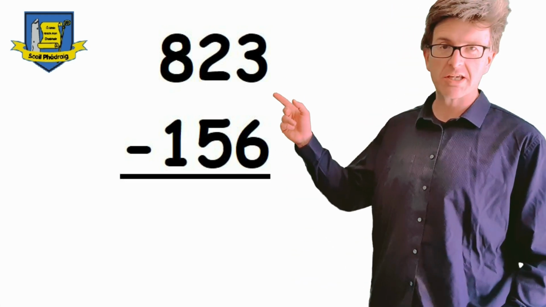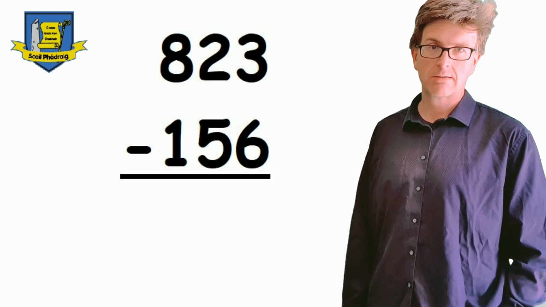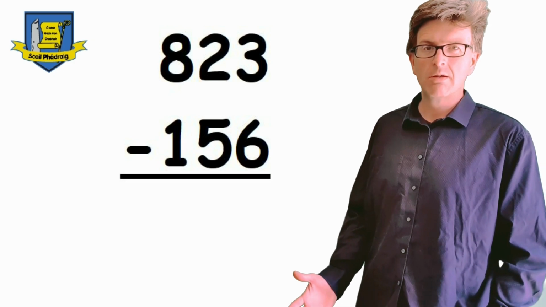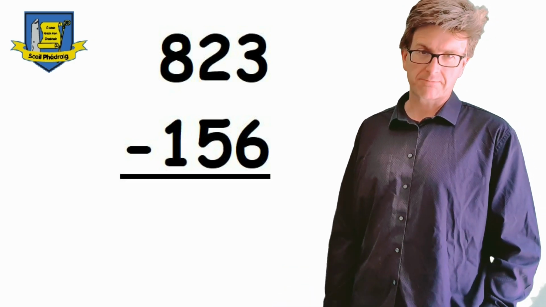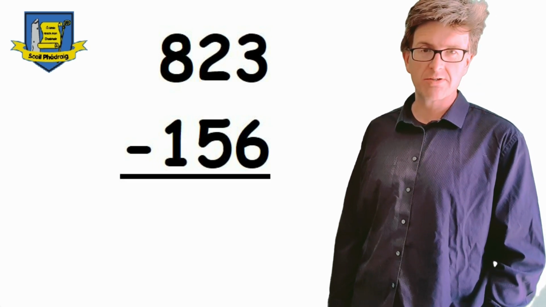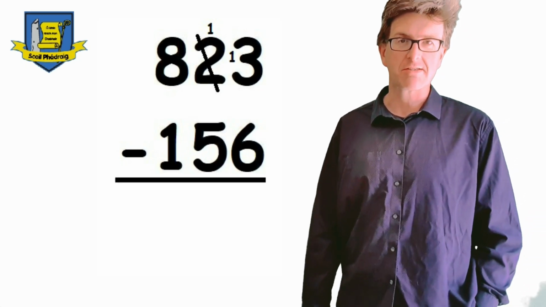So we start with the units, and we start with 3 take away 6. And you can't take 6 away from 3. If you have 3 buns, you can't eat 6 of them. So we need to make more units. So we take one of the tens, we cross out the 2. 2 tens becomes 1 ten, and the 3 units becomes 13 units.